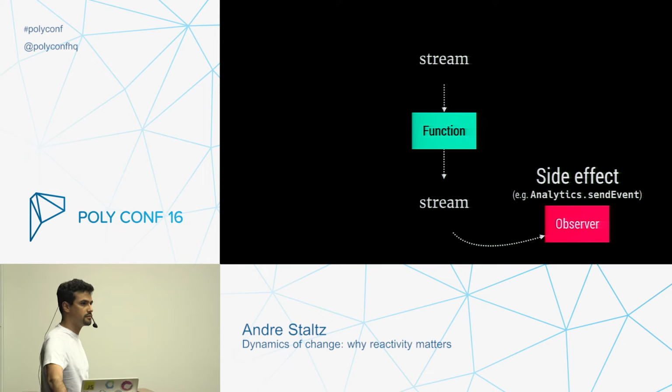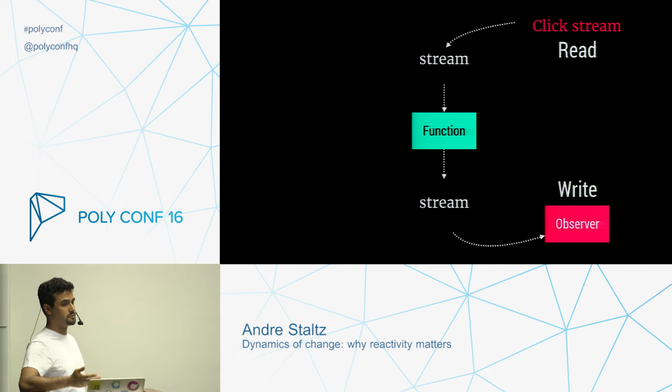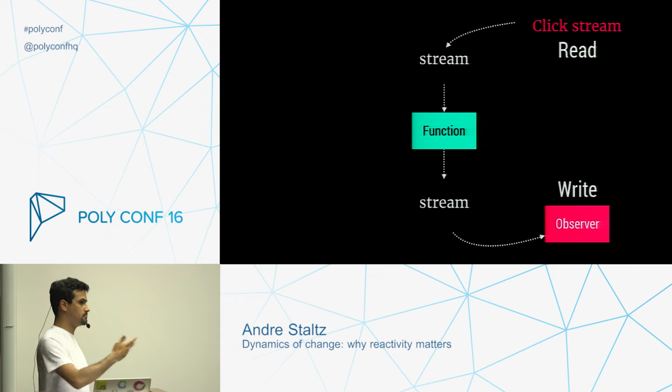But there are other types of effects that we need to take care of. One of them is reading, right? The opposite of writing. For instance, every time the user clicks on buy this product, buy, that is a click, right? And that comes from the user. We're reading that from the external world. We can model that as a stream of clicks.